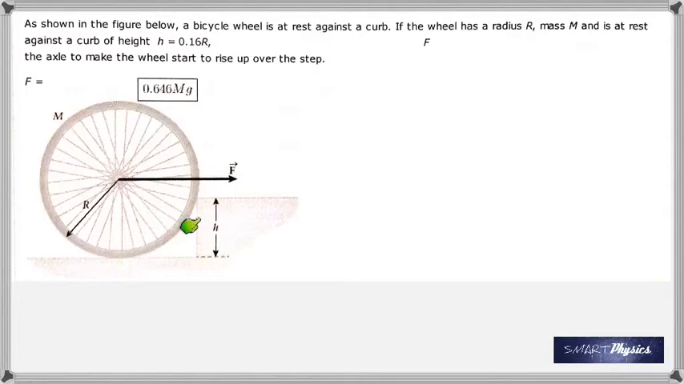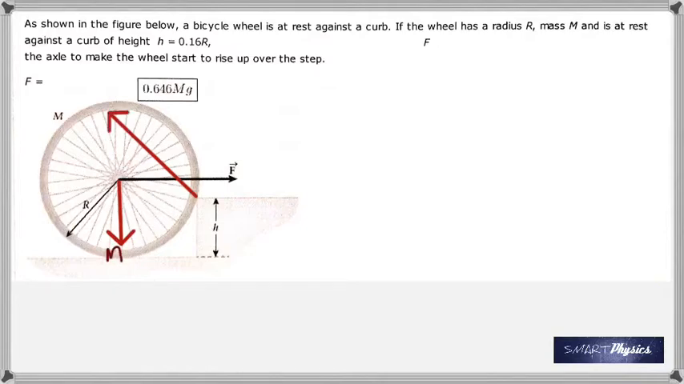Now remember that the height of the curb is h, and because we know that this is going to be the radius as well, this gap here is going to be the radius minus h. Okay, radius minus h.